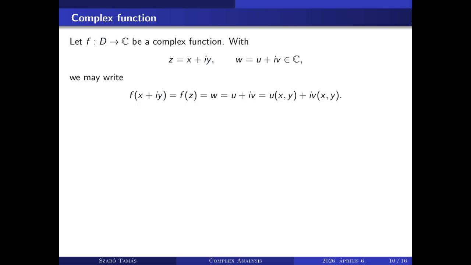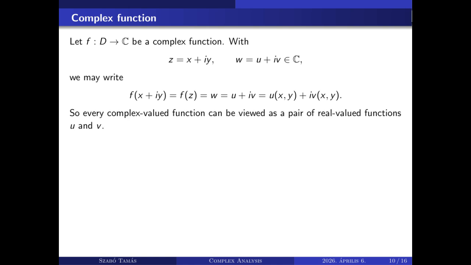Complex function. Let f from D to the complex plane be a complex function. With z = x + iy and w = u + iv, we may write f(x + iy), which is the same as f(z), as w = u + iv, which is also u(x, y) + i·v(x, y). So every complex valued function can be viewed as a pair of real valued functions, namely u and v.